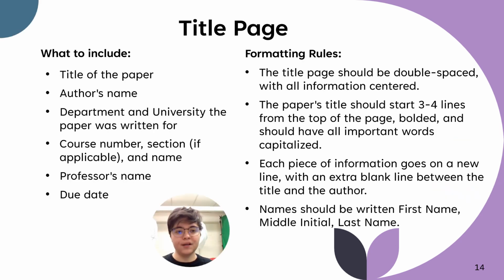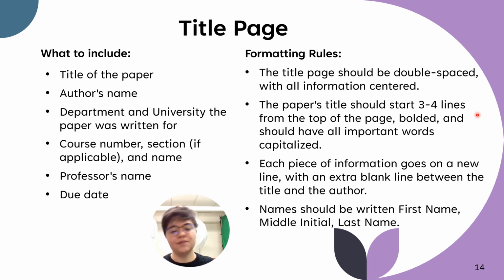Let's talk about what an APA title page should look like. A title page for a student paper in APA format must include the following information: the paper's title, the author's name, that's you, the department and university the paper is written for, the course section number and name, the professor's name, and the due date of the assignment. This information should all be double-spaced and centered on the first page of your document.